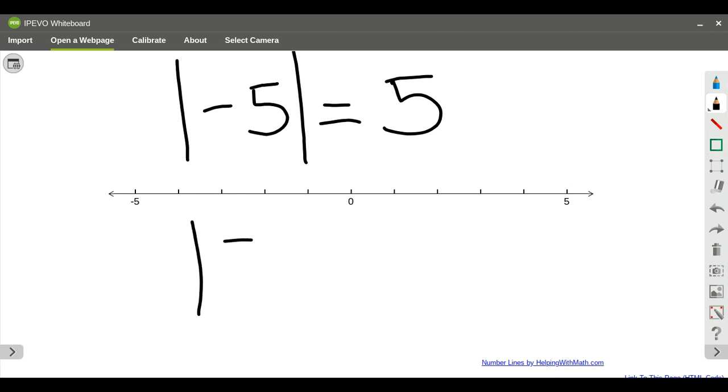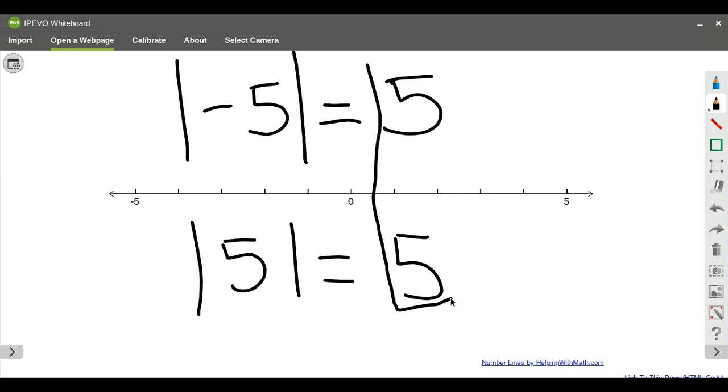Absolute value of 5, again, I'm going to do the same thing. This notation right here is the absolute value of 5. I count and I see how far away 5 is from 0. It's 1, 2, 3, 4, 5. It's 5 units away. So my absolute value is 5. Notice that the absolute value of -5 and the absolute value of 5 are the same value because they are the same distance away from 0. Because these two values are opposites of each other, they have the same absolute value of 5.